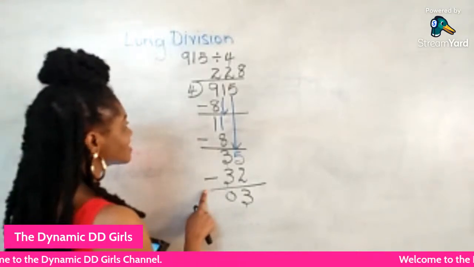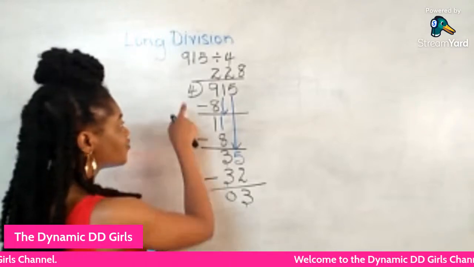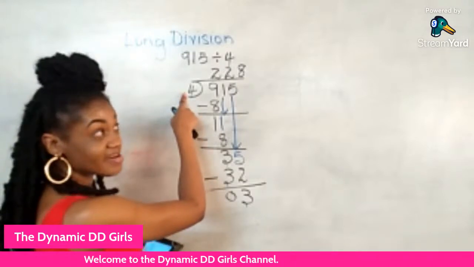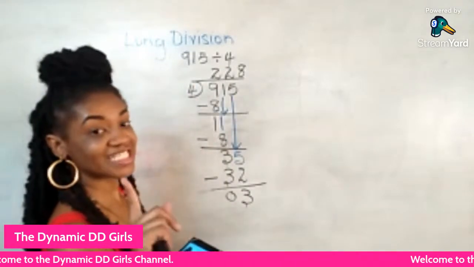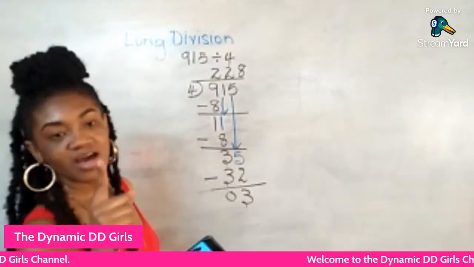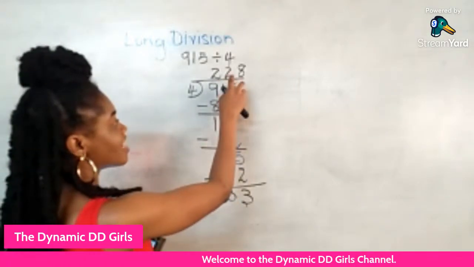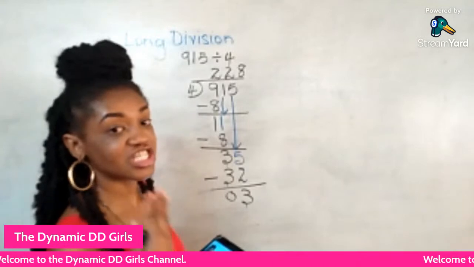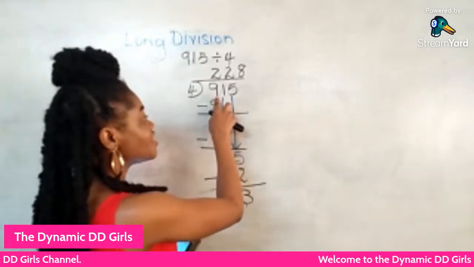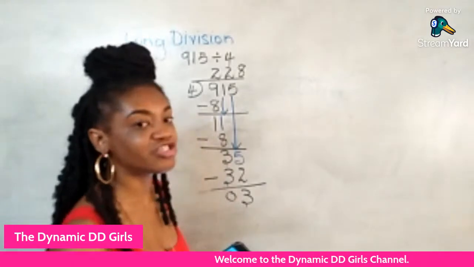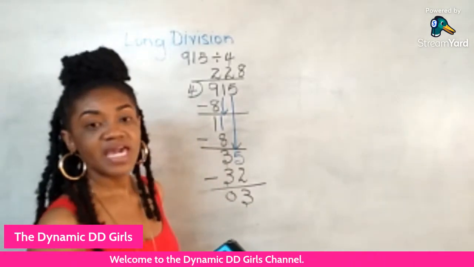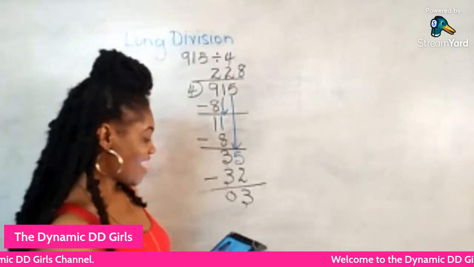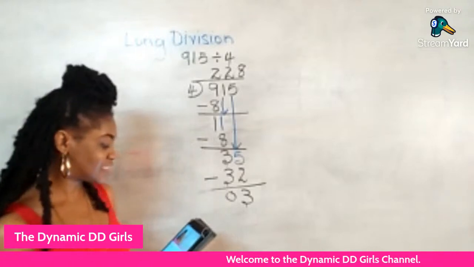And of course, 4 in this problem is our divisor. Our answer, which is the same thing as our quotient, our quotient is 228. And of course, the amount that we just shared is 915. And 915 in this division problem is known as your dividend. I hope you are understanding what we are doing so far.